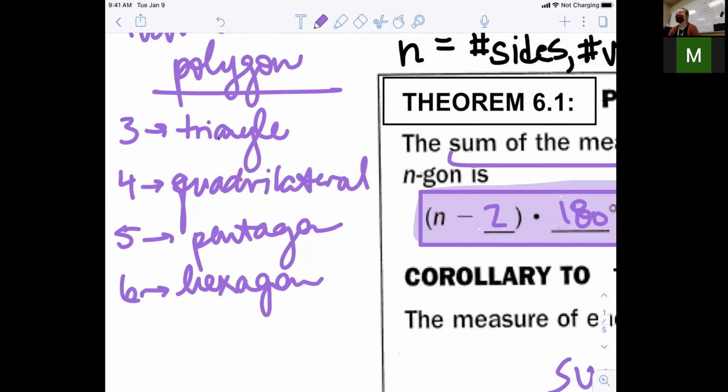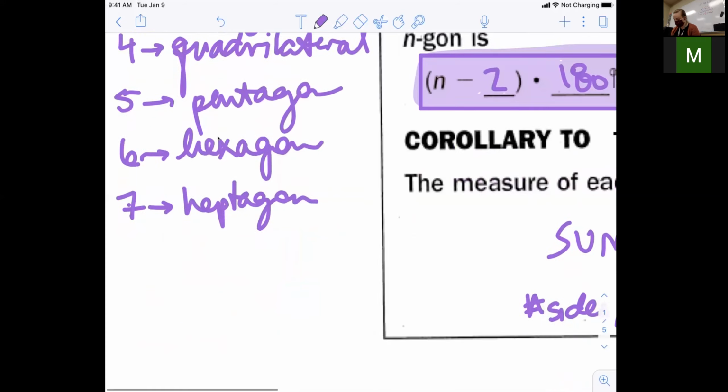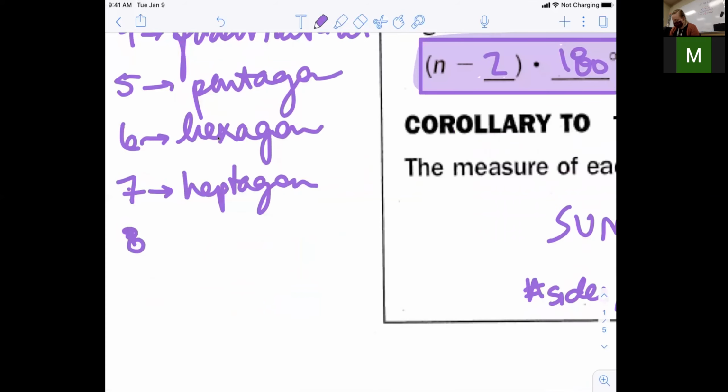7 is a tricky one. Heptagon. A lot of us do think septagon, though, so it's a very common mistake. A lot of us want to think of the months, like September, October, November, December, because October, November, and December all kind of work. But sept does not mean 7. Sept means something else. Hep means 7. Heptagon.